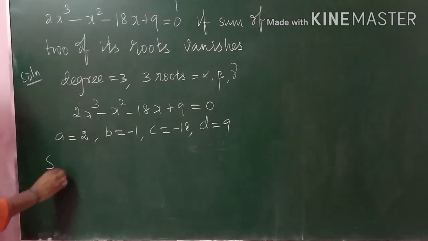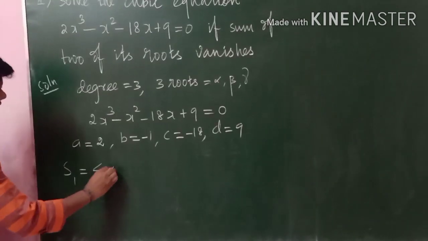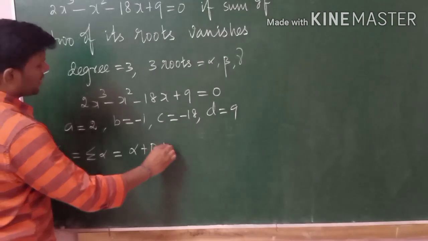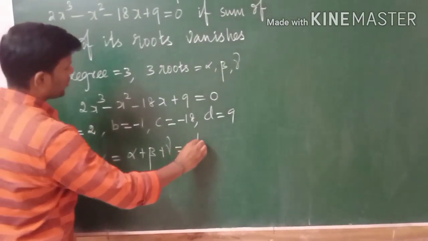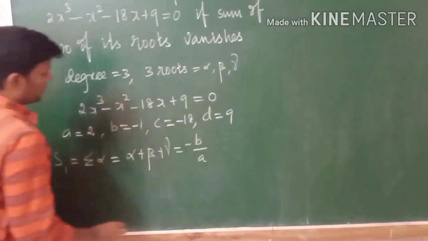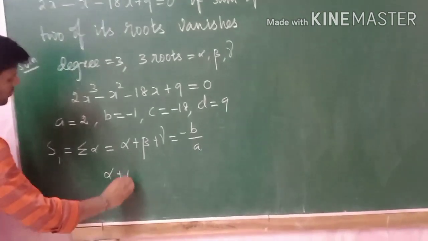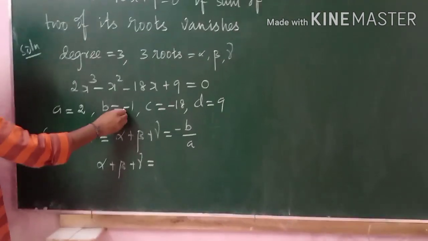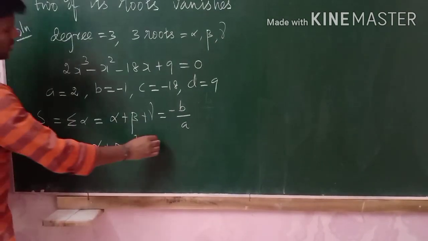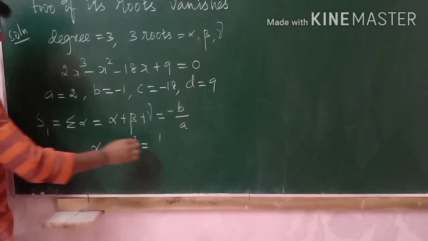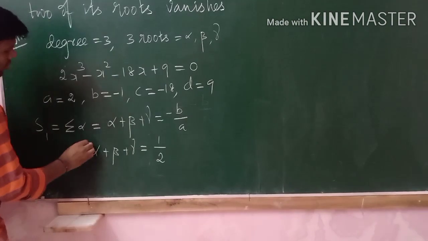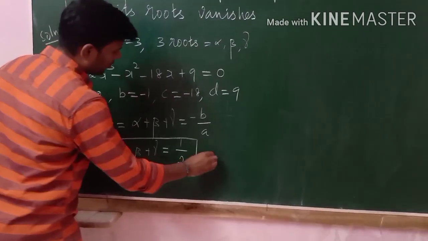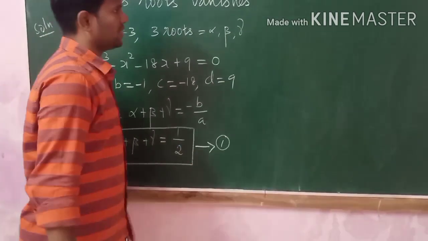So what is S1? Summation alpha. What is summation alpha? Alpha plus beta plus gamma is equal to what? Minus b by a. So b is what? Minus 1. So minus of minus 1 is plus 1, by a, which is 2. So alpha plus beta plus gamma is equal to 1 by 2. We will take it as the first equation.